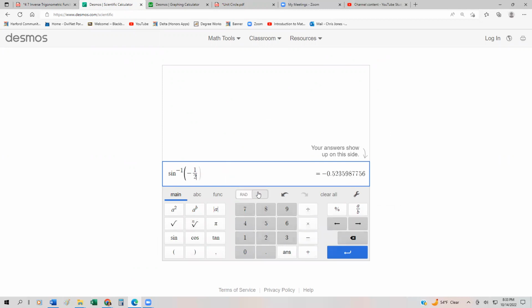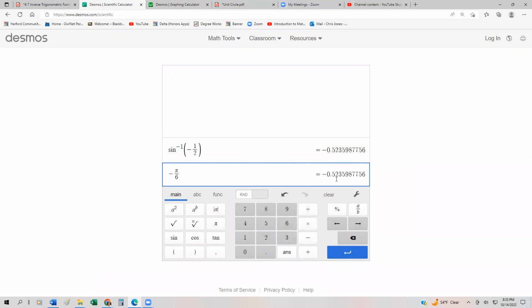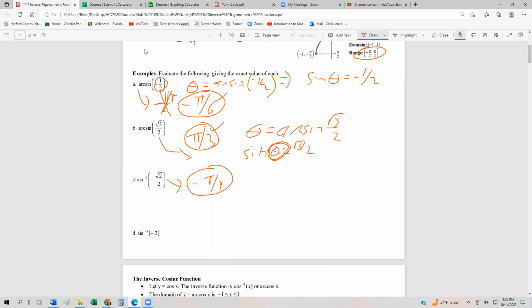All right, I make sure I'm in radian mode, all right? And that gives us negative 0.5236, etc. Then what I would do is type in negative pi over 6 just to check, all right? And these numbers are exactly the same. So that's how you guys can check to make sure that you've gotten the right answers, just by using your calculator, making sure it's in radian mode.